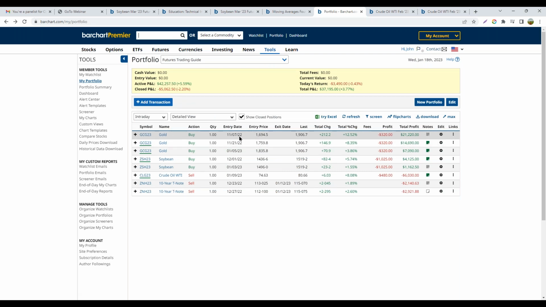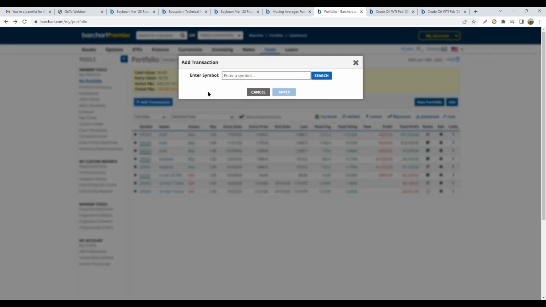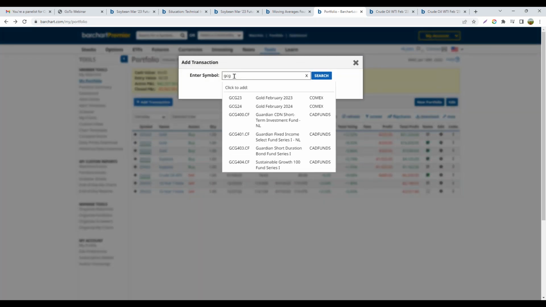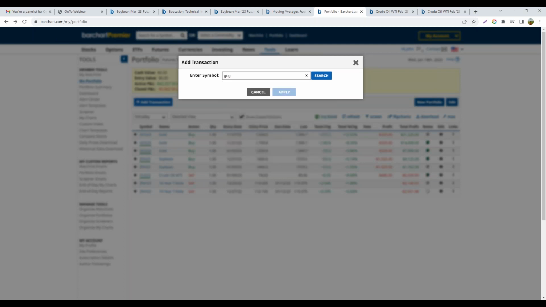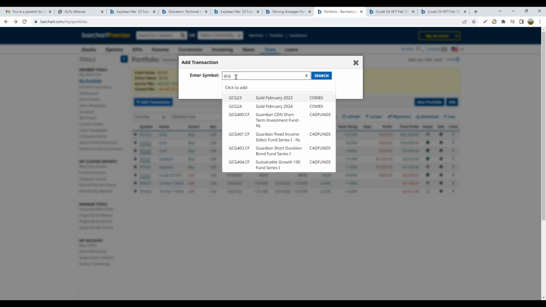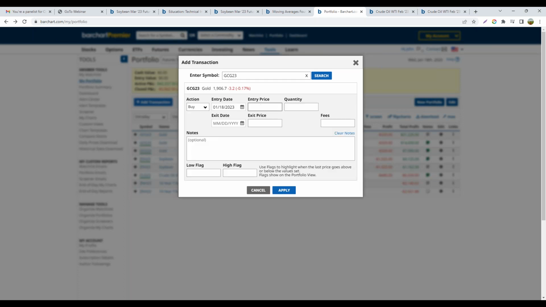So here's that initial gold trade that the Futures Trading Guide created. And if you don't know how to add a trade, just go here where it says add transaction. You type in the symbol, and whoops, there we go. And then you would fill in the details. What I wanted to point out here is look at the notes in the low flag and high flag. This is another way we can help us in our trading analysis.